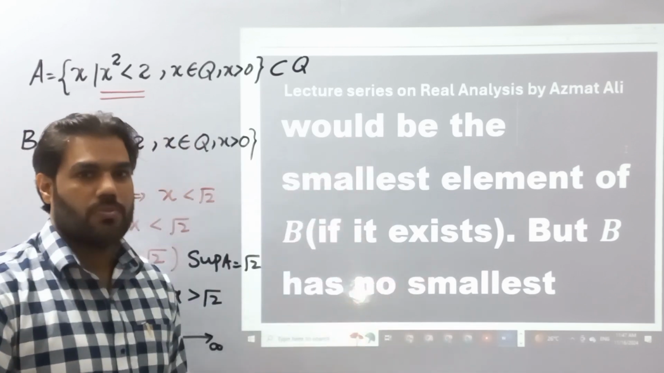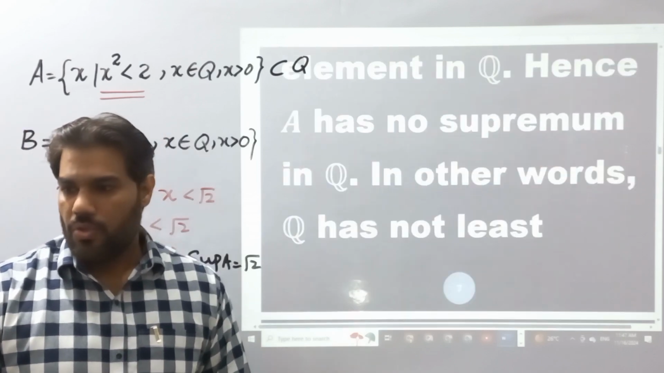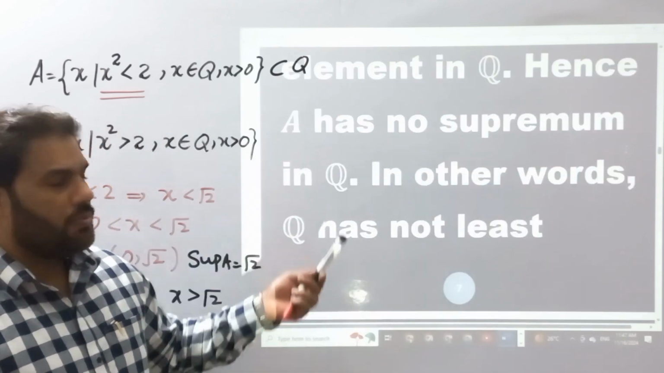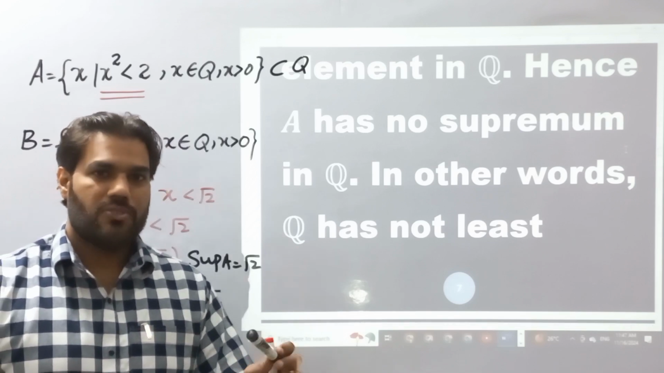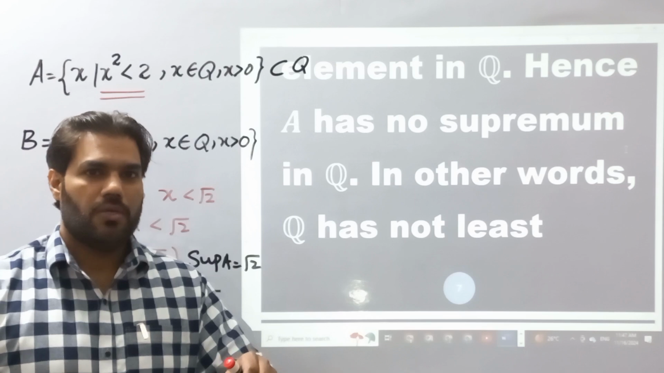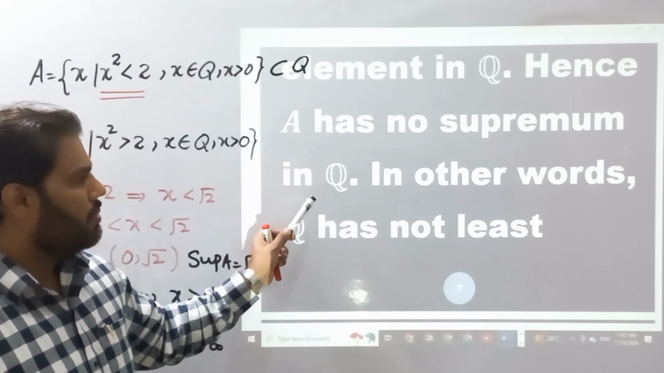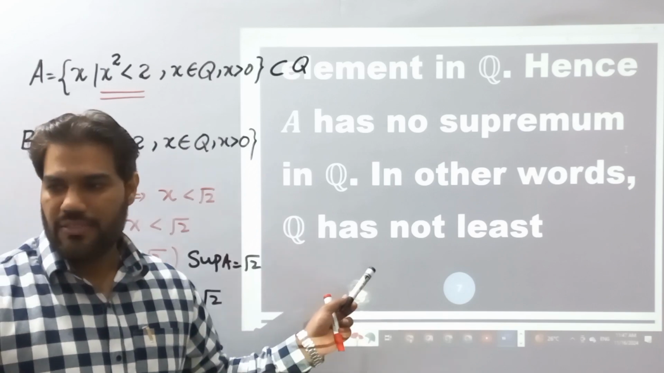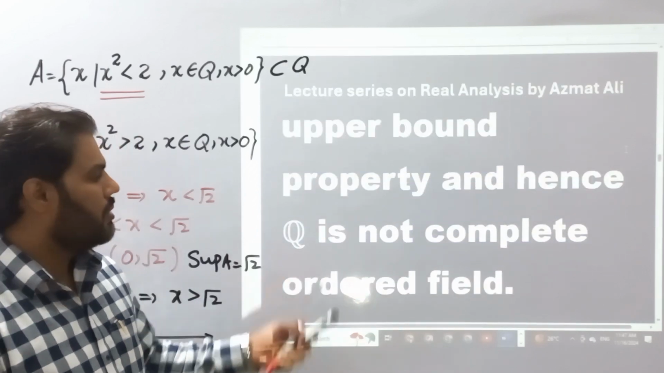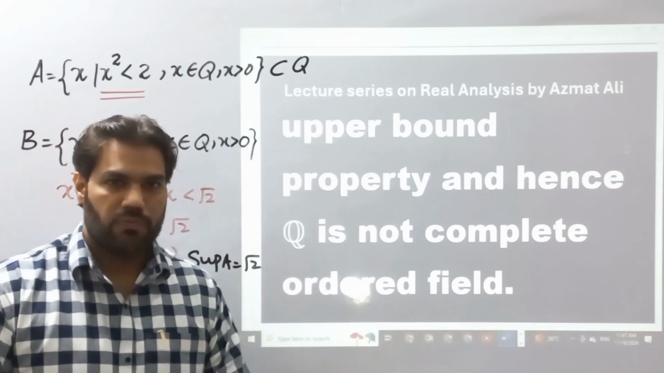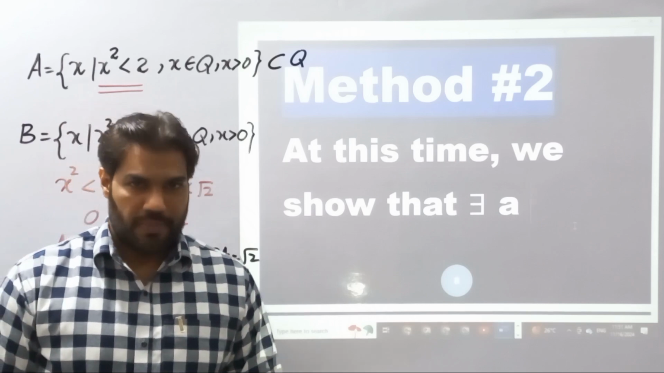But B has no smallest element. We have proved it in our previous discussion. Hence, A has no supremum because B has no smallest element. This implies that A has no supremum in Q. In other words, Q does not have the least upper bound property. Hence, Q is not a complete ordered field. Next, we move towards the second method, method number 2.